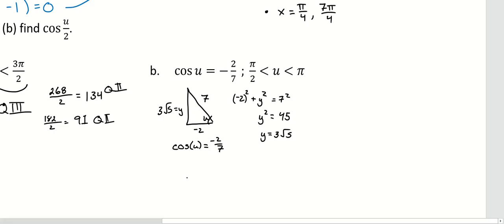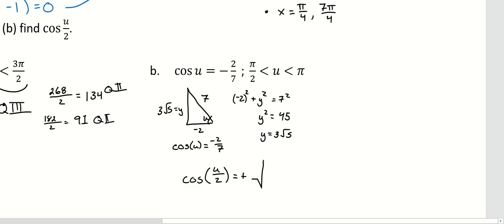So let's use the cosine of a half angle. Cosine of u over 2 is plus or minus, but again, I'm going to think back to this. If u is in quadrant 2, then half of it must be in quadrant 1. Pick any angle in quadrant 2 and divide it by 2, and you always wind up in quadrant 1. And in quadrant 1, cosine is positive. So I'm going to include this.